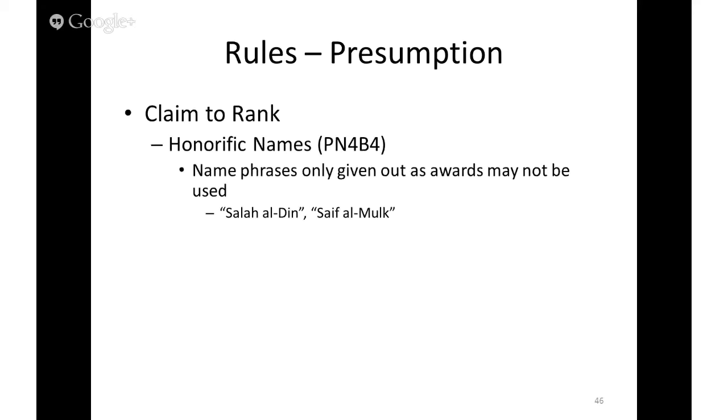In a few languages, there's what's called an honorific name, which are name phrases that are only given out as awards by important nobles. I don't know many of these. There's two in Arabic, Salah al-Din and Saif al-Mulk. These were names that someone important would have to have given someone the right to use. So they're almost like titles, but they're not. They're names, so they're a little weird. You can't use one of those because you know.